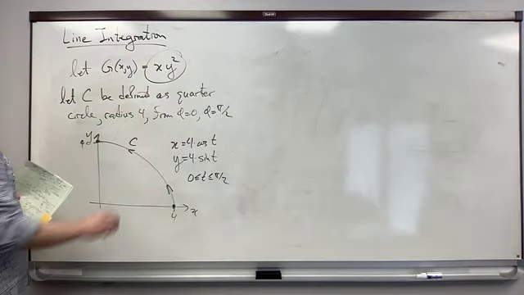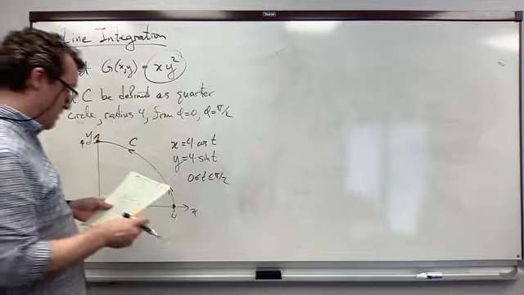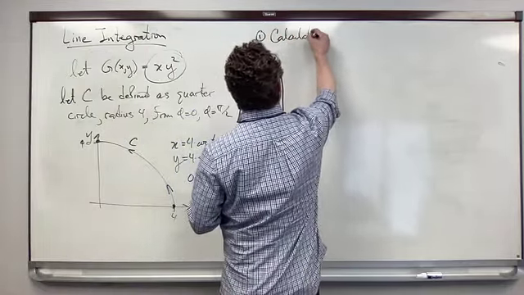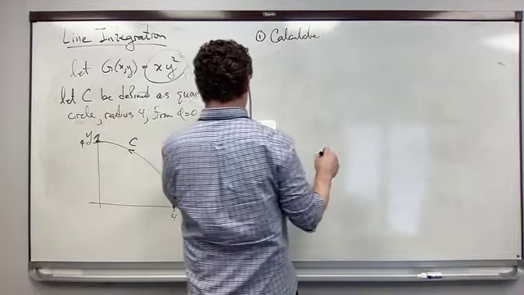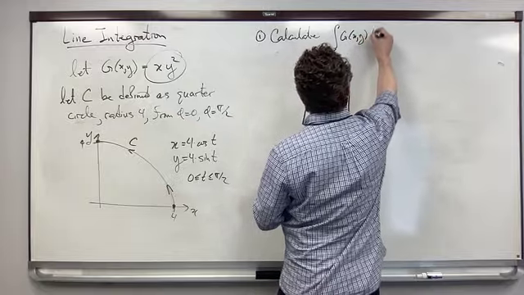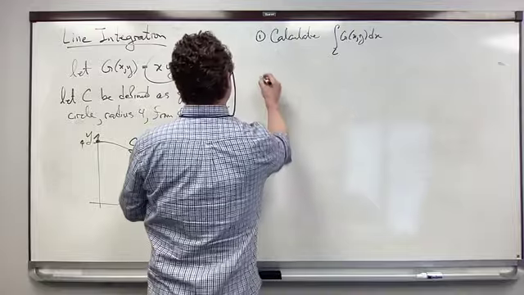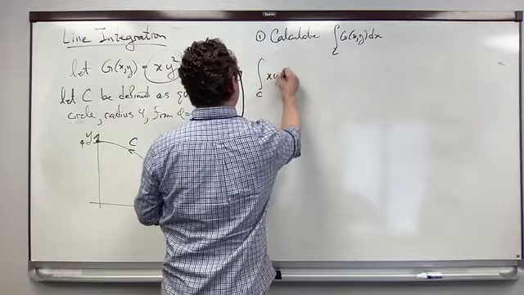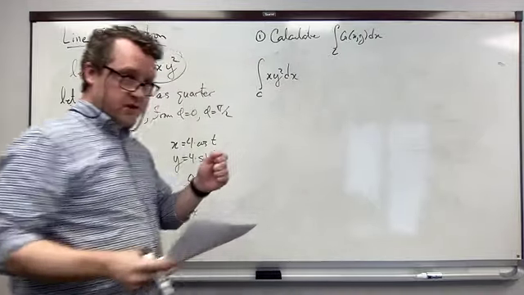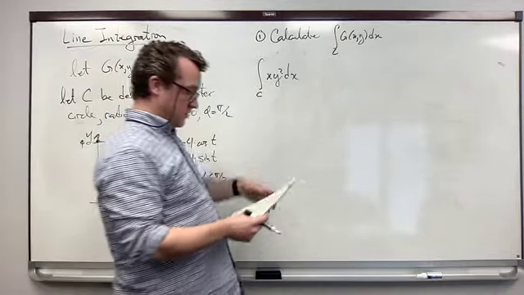This is g. I want to integrate this as we move along that curve. Okay? We're going to do it three ways. So the first way, we're going to calculate the integral over C of g of x, y, dx. So this means I want the integral over C of x y squared dx. And what we're going to do first is stick the definitions of x and y as parameterized with t into the function.